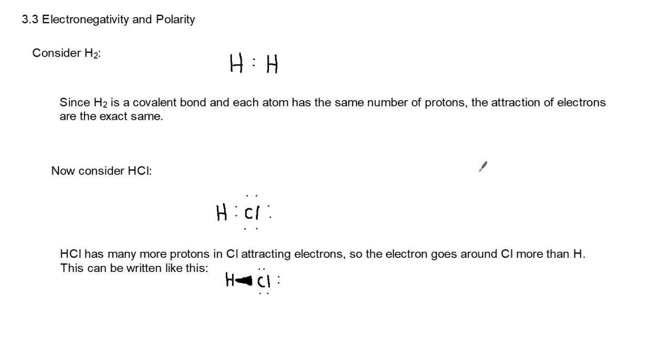But now consider hydrogen with chlorine, right? HCl, right? So from last lesson we can deduce that HCl is actually a compound because the chlorine has 8 electrons and hydrogen has 2. So the Cl has many more protons attracting the electrons. So the electron goes around Cl more than H whenever you're doing a covalent bond, right?